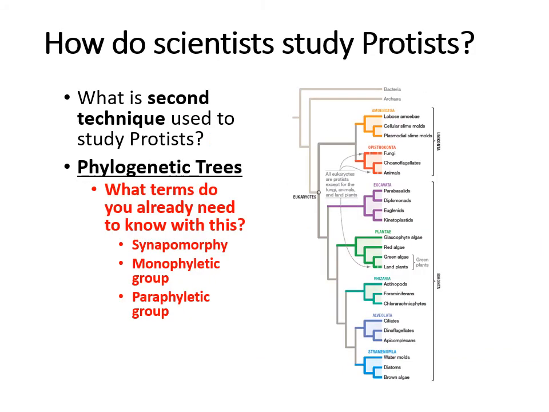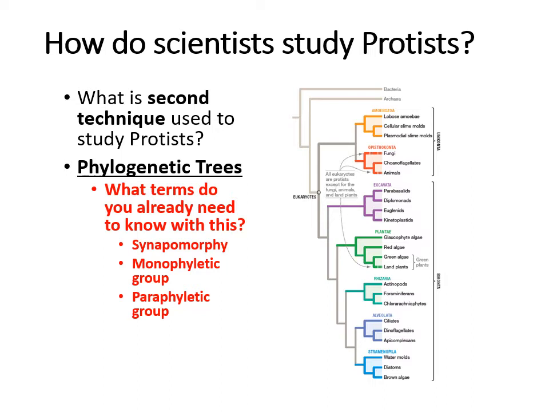Now, microscopy is not the only way that scientists study protists. A second way that they study protists is through phylogenetic trees, which we've seen before, okay? And when they study them with phylogenetic trees, they're looking at things like synapomorphies, monophyletic groups, paraphyletic groups, all terms that we've covered before that I want you to know the definitions of. So a synapomorphy, remember, is a shared derived trait. For instance, a synapomorphy that we looked at previously between dogs and humans was having limbs. Okay, so limbs can be an example of a synapomorphy that's a shared derived trait.